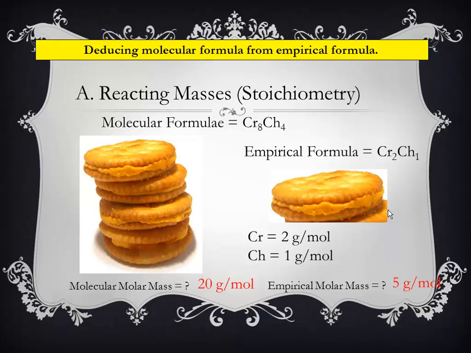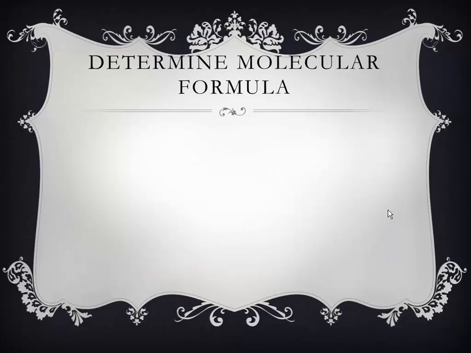So it's kind of like the same concept of ratios. You have to multiply the empirical 4 times to get to the molecular. So 5 times 4 gives you 20 for the molar mass. Okay, hope that example made sense. If not, I can explain it further tomorrow or when you have a chance.